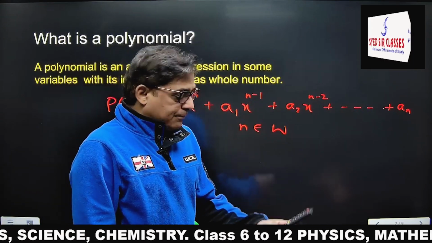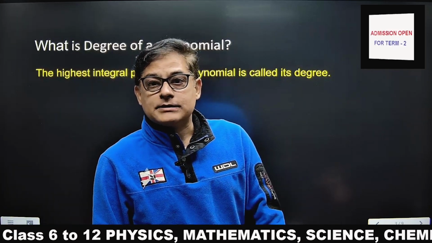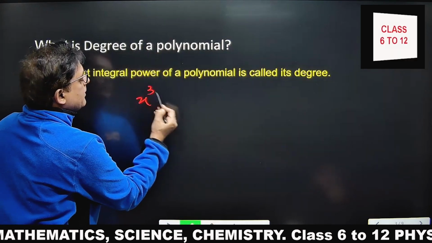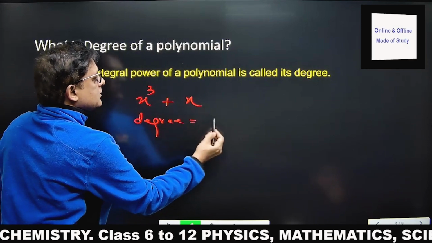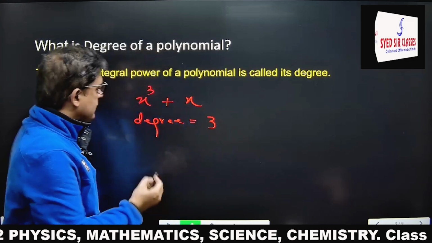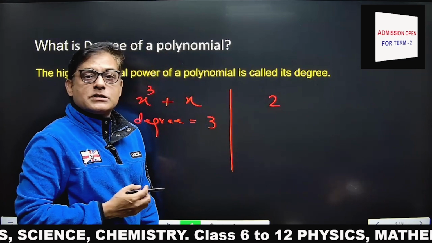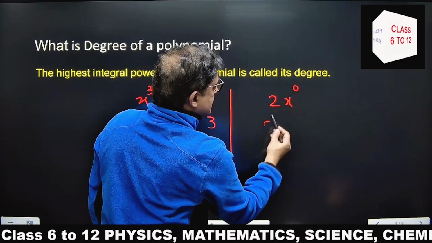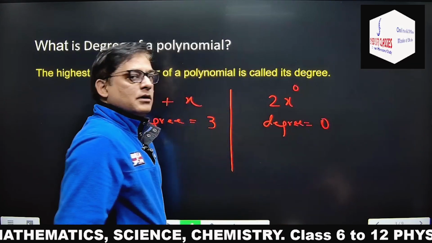So इस polynomial की डिग्री क्या होती है? Degree of a polynomial is the highest power of this. For example, if a polynomial is x cube plus x, what is its degree? Degree is 3. The highest power को डिग्री कहते हैं हम. If suppose another polynomial I take 2, which is no doubt a constant polynomial, it is 2x to the power 0, its degree is 0. So highest power को हम डिग्री कहते हैं.